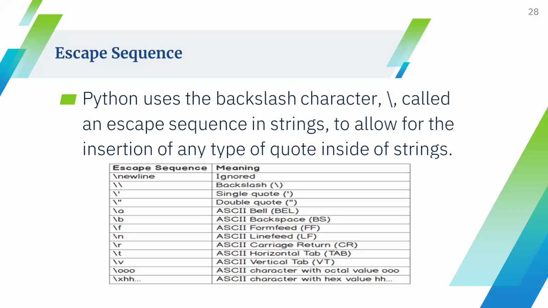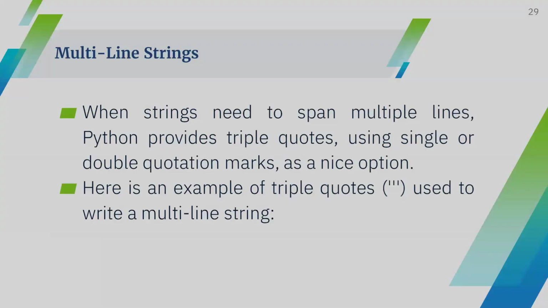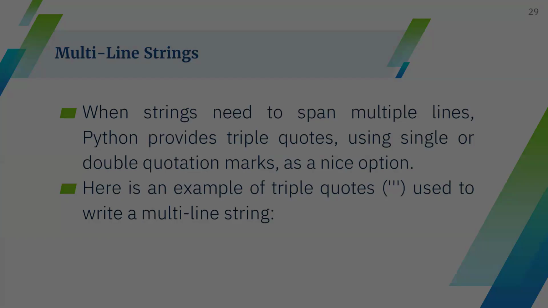I want to show tab space, horizontal tab space, so I use \t. I want vertical space, \v. To display octal number values, we go with \o, and to display hexadecimal values, \x. Likewise, we are going to use escape sequences here. Got it? We are going to use escape sequences.